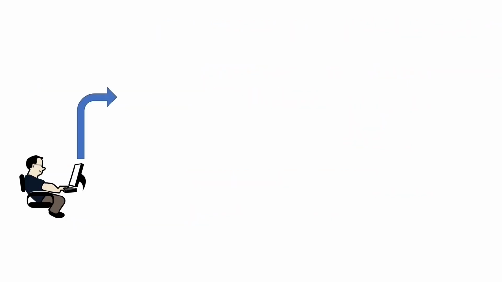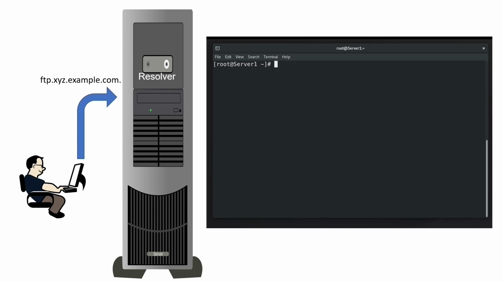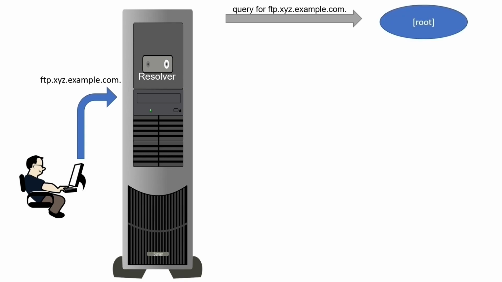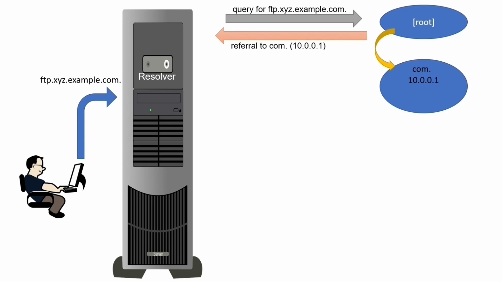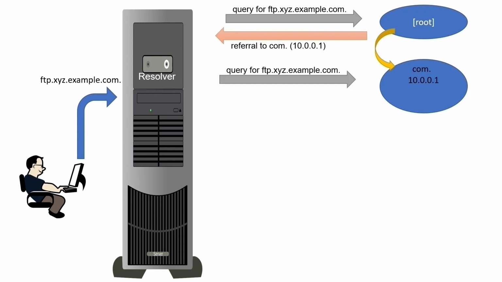Let us take an example to understand it. A resolver system wants to resolve the name ftp.xyz.example.com. By default, resolver systems only know the IP addresses of root name servers. They save them statically in library files. For example, Linux saves root name servers' IP addresses in the /var/named/named.ca file. The resolver system sends the query to the nearest root name server. The root name server provides a referral to the com name server. The referral includes the com name server's IP address. From the referral, the resolver system learns the com name server's IP address and sends the same query to the com name server.